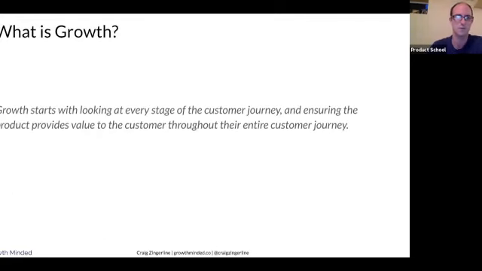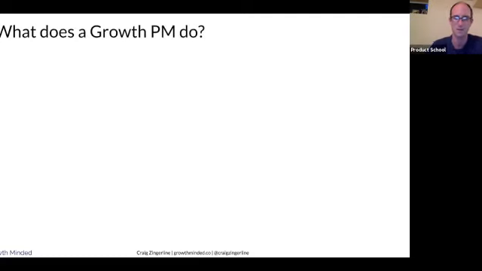So we'll start with a definition of what growth is. The way I like to define growth is that we look at every stage of the customer journey and ensure that the product or the service that you're providing provides value to the end user throughout the entire customer journey. This is a little bit different than what a pure product manager would do. So I'll look here at what a growth product manager actually does.